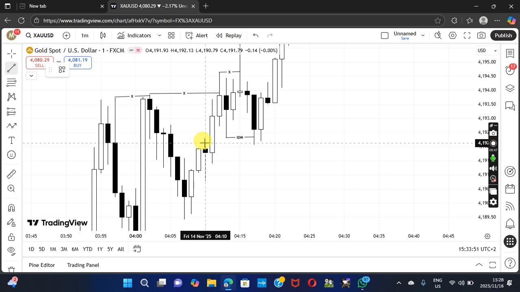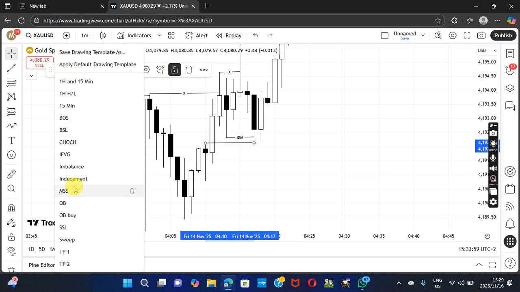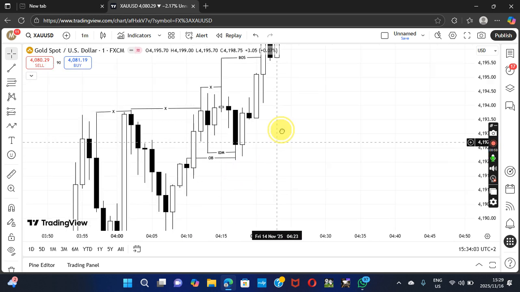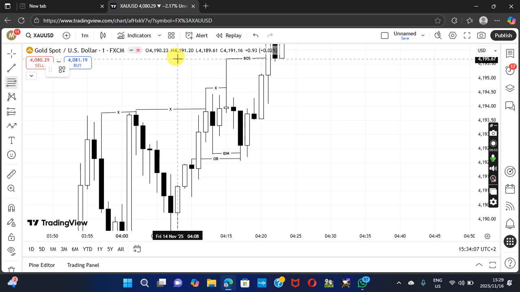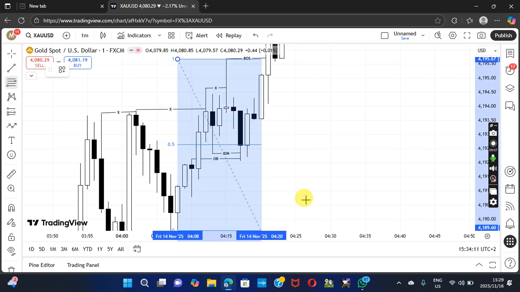And then we go to the order block. Okay, this is our order block. Let's check our Fibonacci. Like I said, it's very important that we use it.